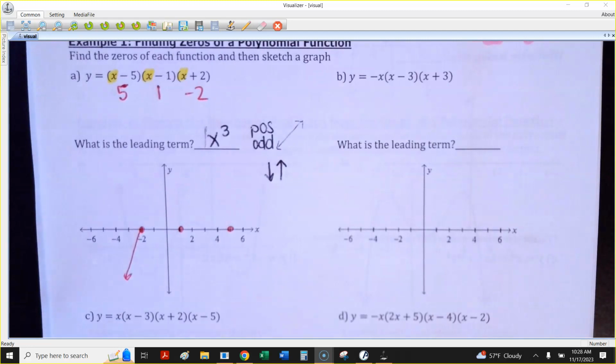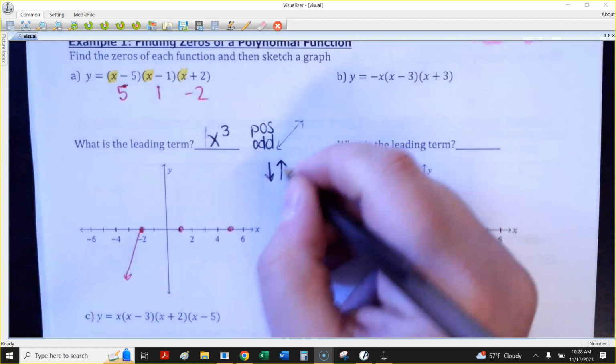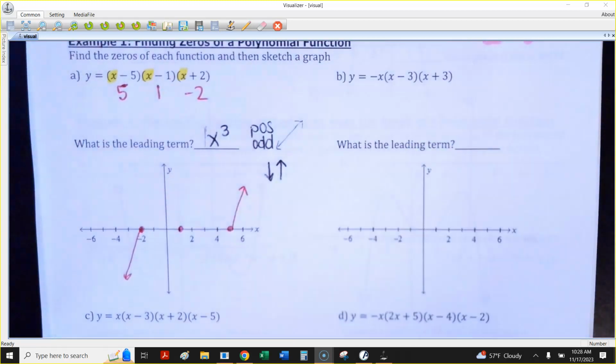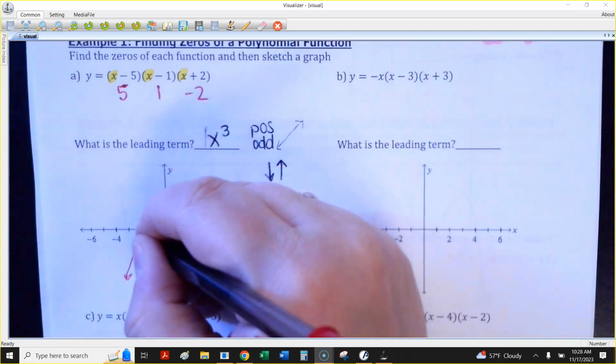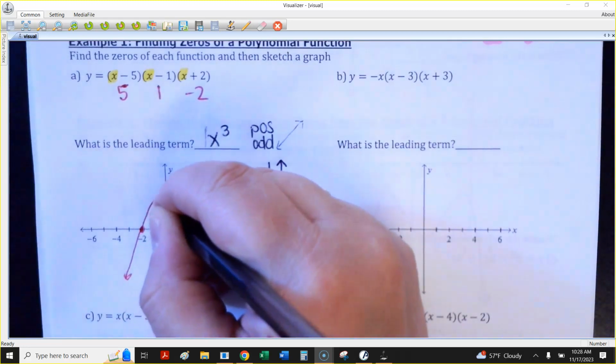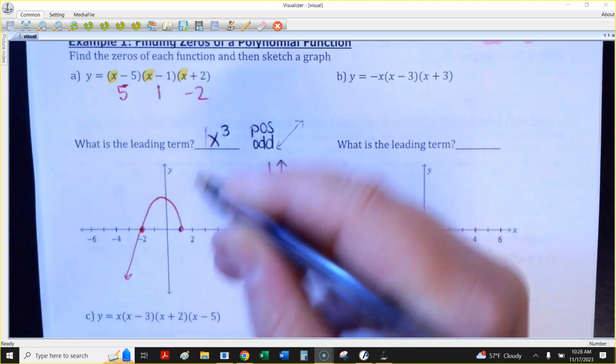And at the end of the graph on the far right, which is going to be 5 for this example, I'm going to draw up on this. Now, all you have to do, and it doesn't have to be perfect, is make a wave through these zeros. So I'm going to go through the x-axis at negative 2, but I'm going to come back down and go through the x-axis at 1.